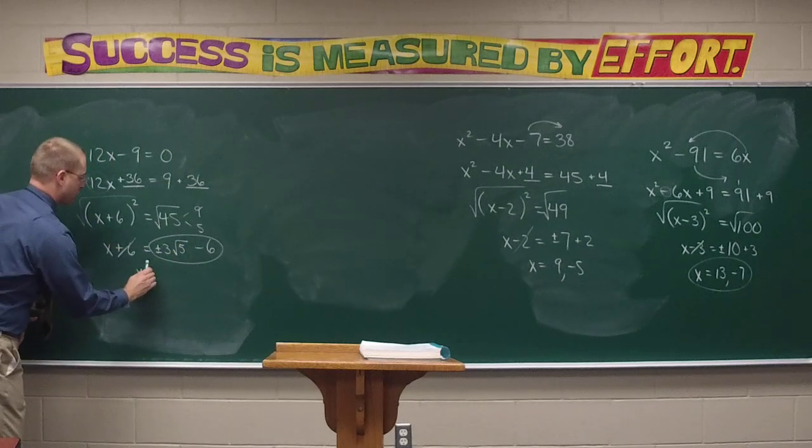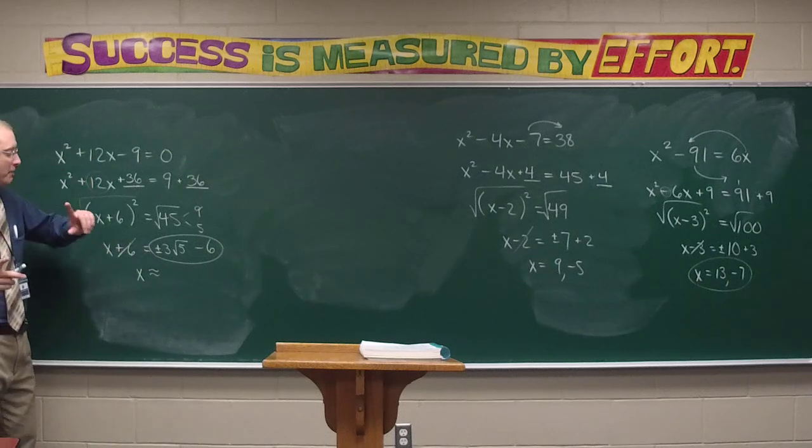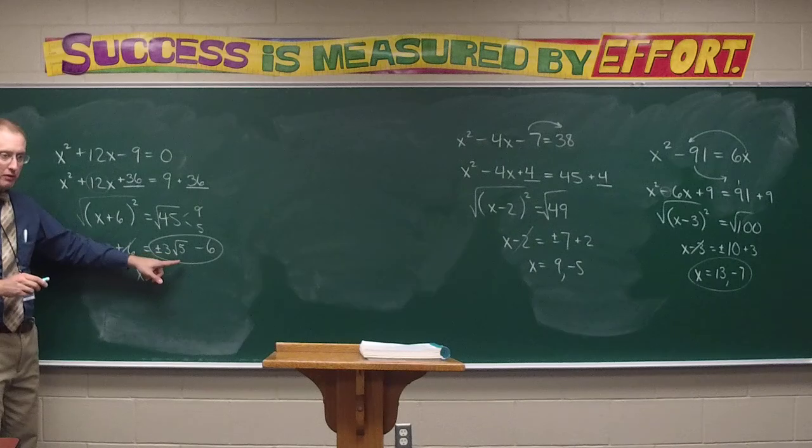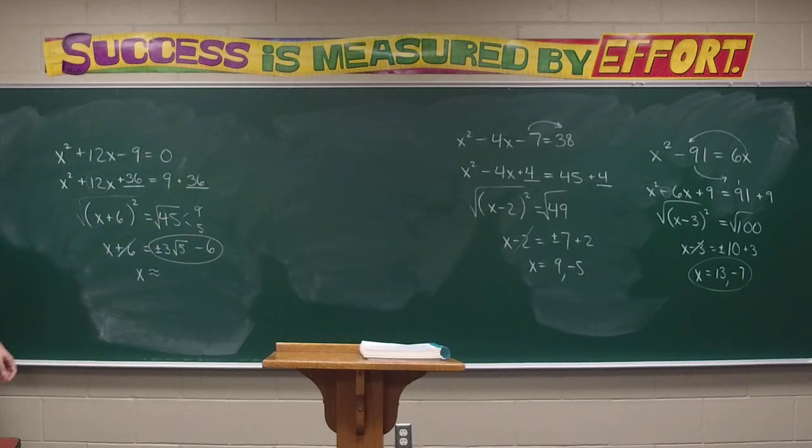Let's go ahead and do just this one here. Let's get some decimal approximations. But remember my strategy tip. Don't waste your time entering 3 times the square root of 5. Take the square root of 45 and subtract 6. You get 6.71. When you subtract 6, you get 0.71.